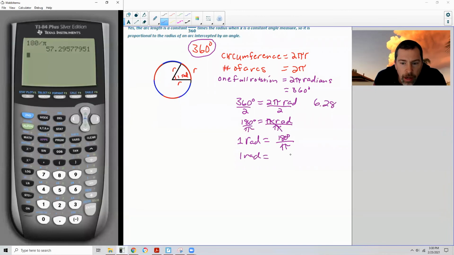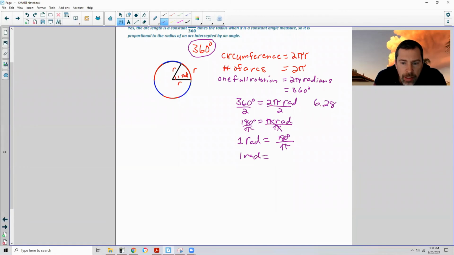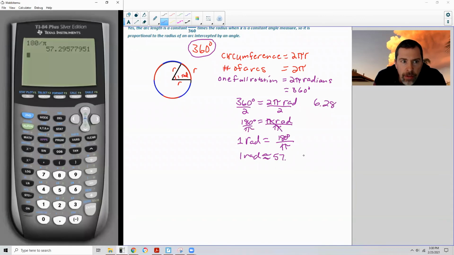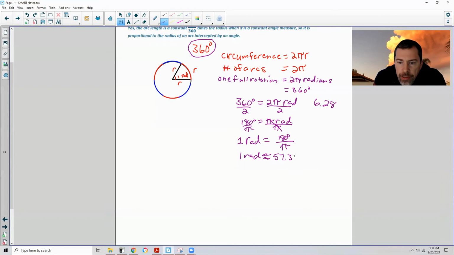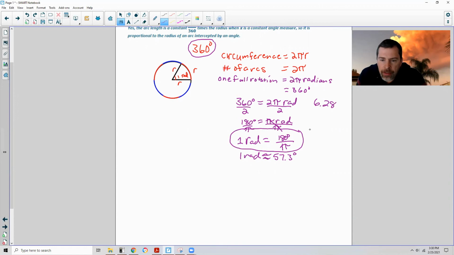equals approximately 57.3 degrees. Okay, so this angle measure here is 57.3 degrees if that was 1 radian. Okay, hopefully that makes sense to you. And that is 1 radian conversion. 180 degrees over pi equals 1 radian.